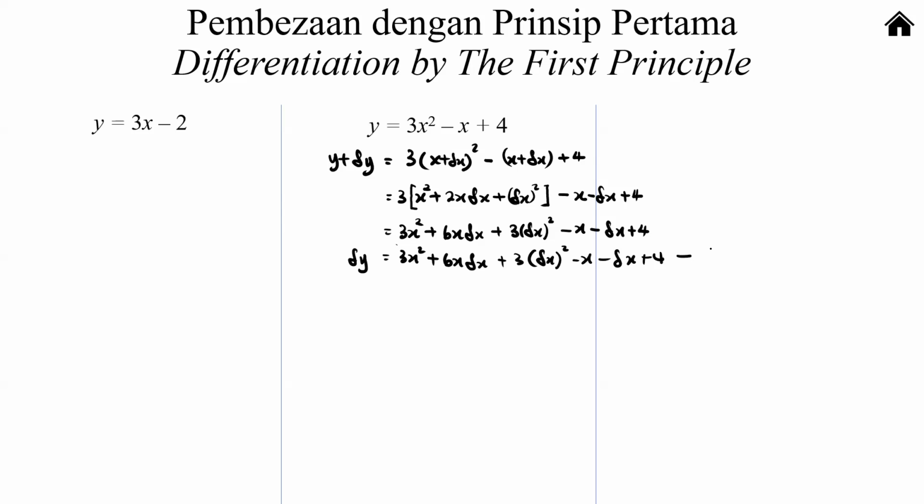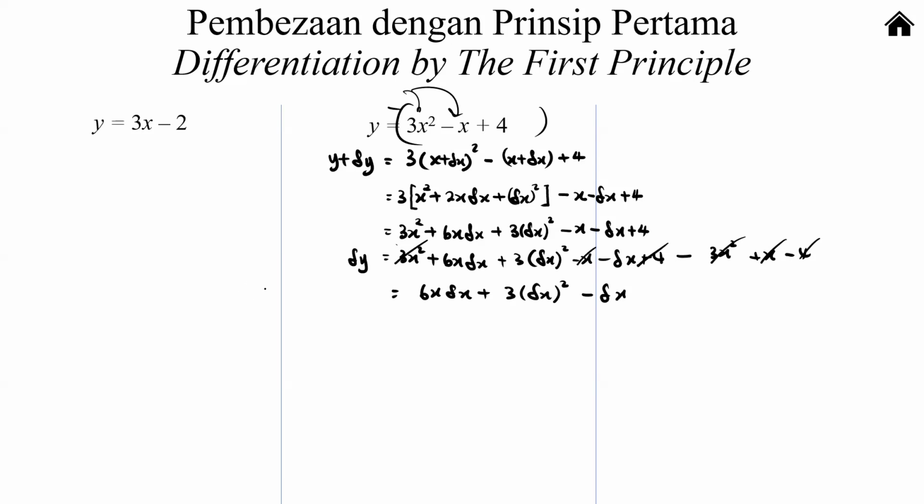So you minus the 3x squared, minus, yeah. So multiply this in, so plus x and then minus 4. So the 3x squared minus 3x squared, the minus x here plus x cancel off, plus 4 and minus 4 cancel off. What is left behind? 6x delta x plus 3 delta x squared and then minus delta x.